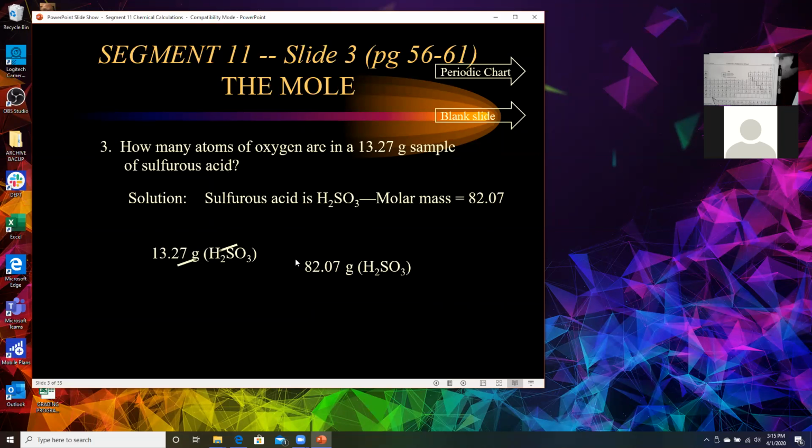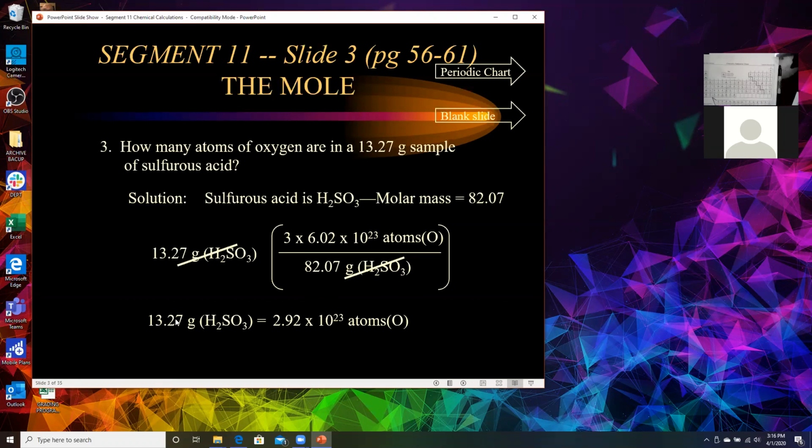All right, so I want to put in the denominator a factor that will cancel that out, and I want the atoms of oxygen in the numerator. Well, if I've got 82.07 grams of sulfurous acid, that's a mole, I'm going to have 3 moles of oxygen atoms. So that's going to be 3 times Avogadro's number. Again, now the numerator represents exactly the same thing that the denominator does. We cancel that out, do the math, and 13.27 grams of sulfurous acid would have 2.92.